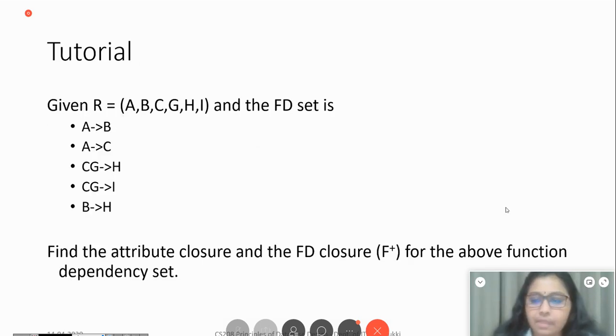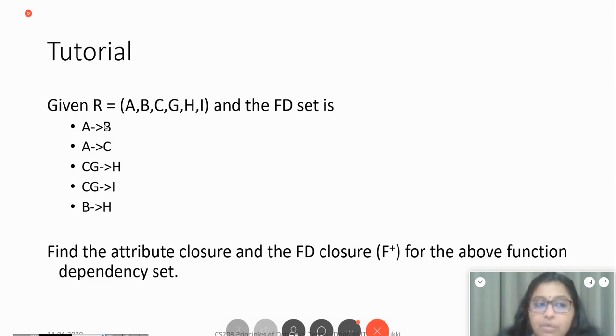Okay, so here you are given another tutorial where you are given an FD set with 5 FDs. A determines B, A determines C, G determines H, G determines I, B determines H. You are asked to find the attribute closure and the FD closure for the above functional dependencies.